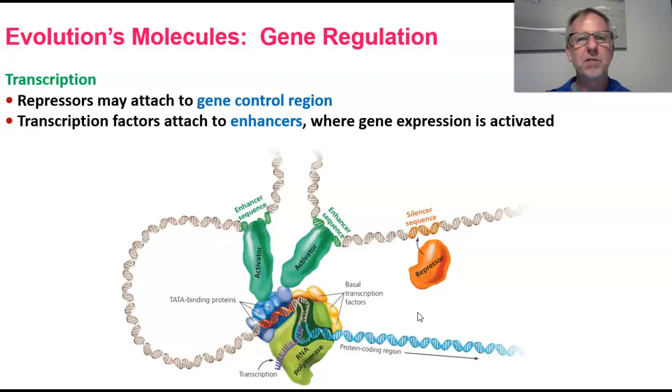We're still on this topic of gene regulation, and specifically at the level of transcription. So 2 major points here, just 2 walk-away points, is that molecules called repressors can attach to a gene control region and help to repress or turn a gene off. Transcription factors attach to enhancers, and those help to activate gene expression. So gene regulation operates at this level of transcription through repressors and enhancers.